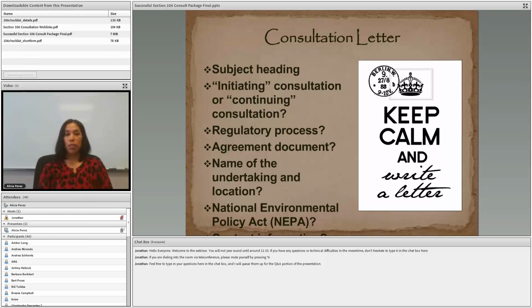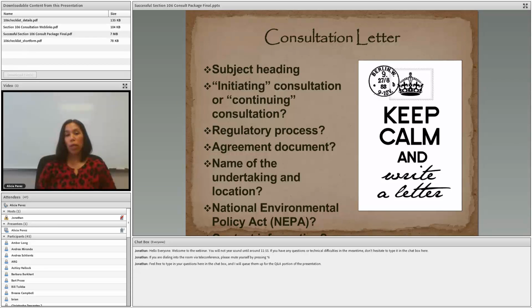You also want to indicate the regulatory process. So basically, why are you consulting with the SHPO? Are you asking for SHPO's comment on the area of potential effect, or perhaps SHPO concurrence on your determination of eligibility? Or you may be consulting with the SHPO pursuant to a programmatic agreement or a memorandum of agreement. So you want to indicate this in your letter.